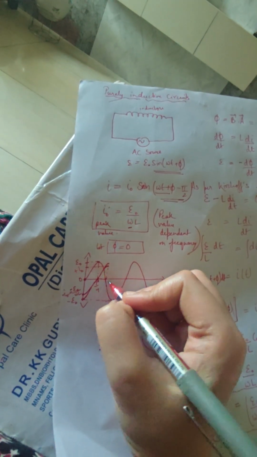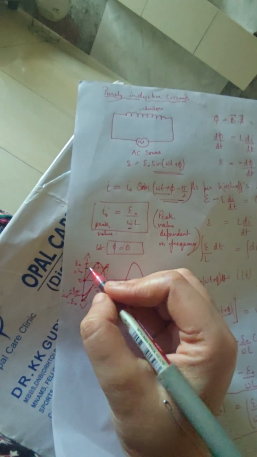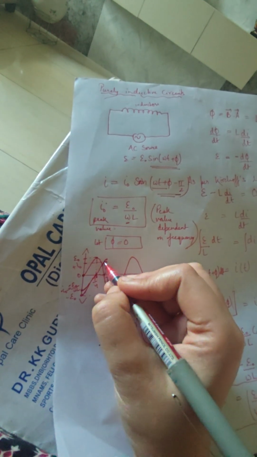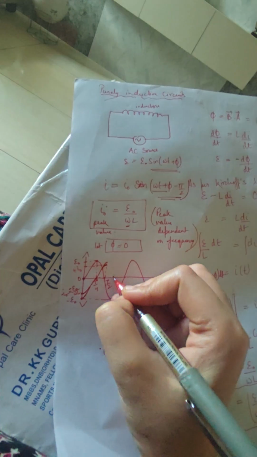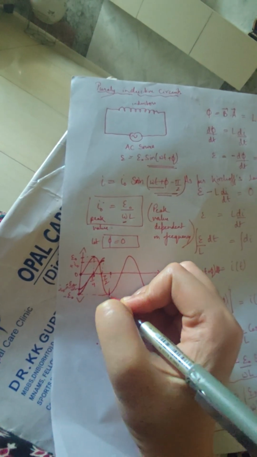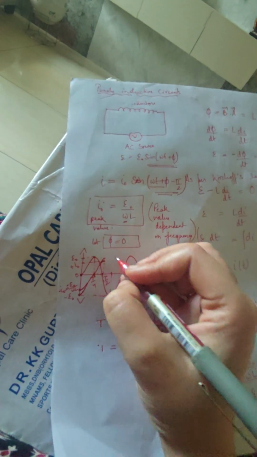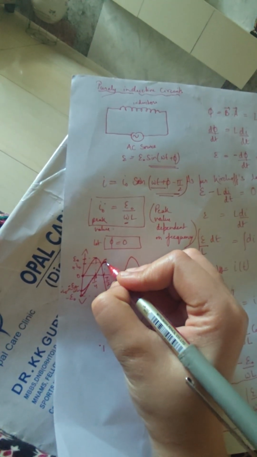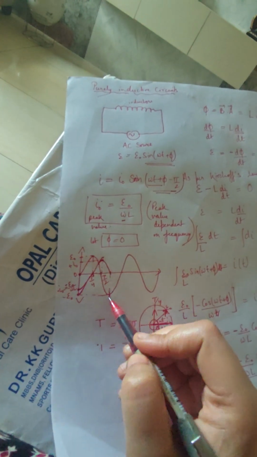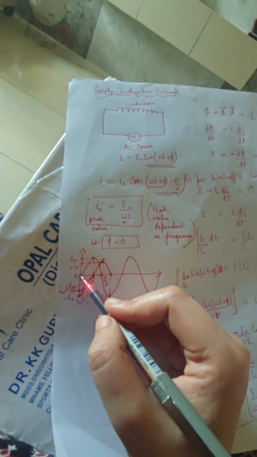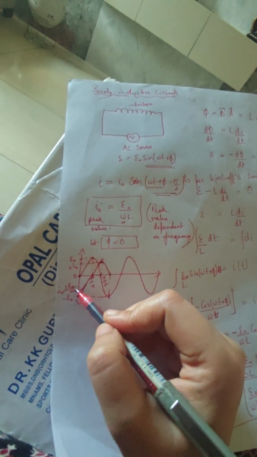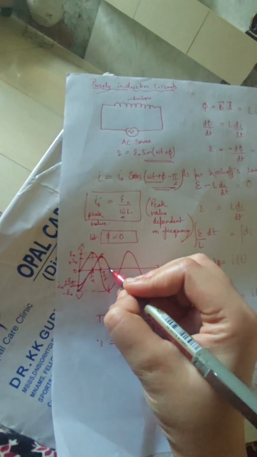And in the next part, in the T by 2 part, when the EMF has gone to 0 value, the current has reached its maximum value. And again, when the EMF has become maximum in the opposite direction, at that time the current is taking the minimum value. So you can see the current is lagging EMF. EMF is running faster and current is behind it.